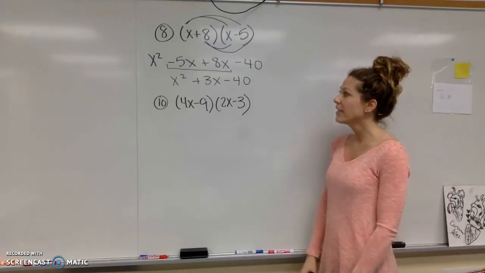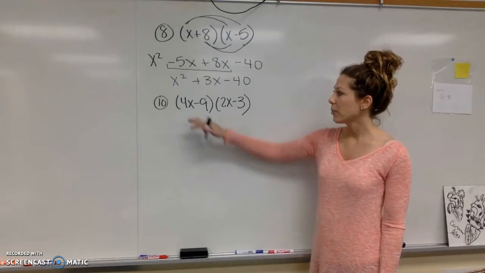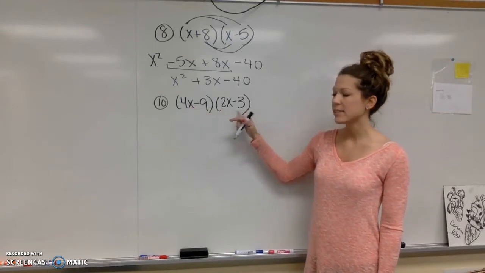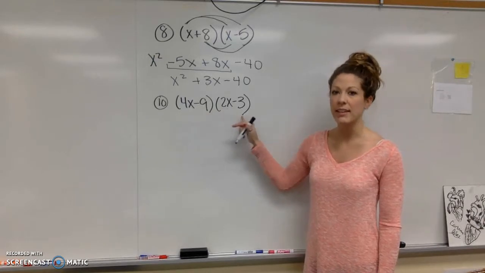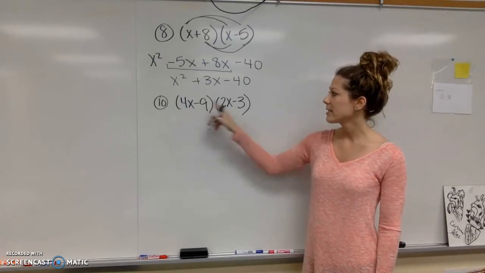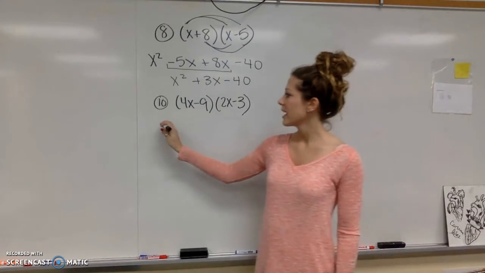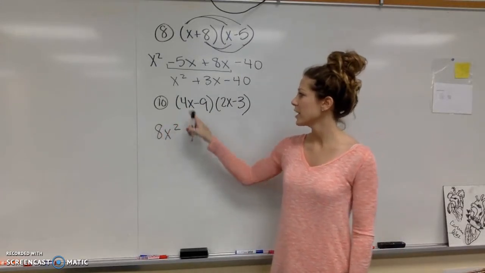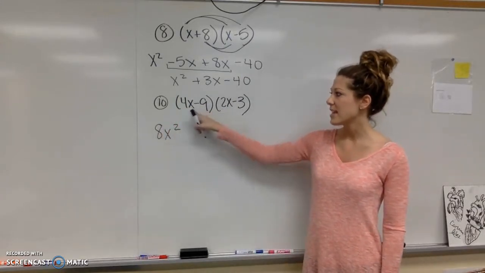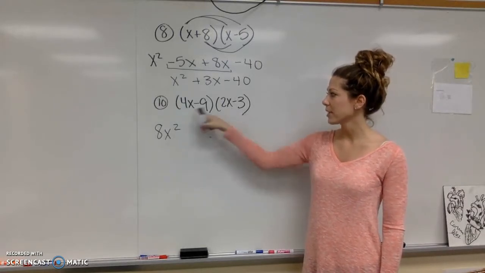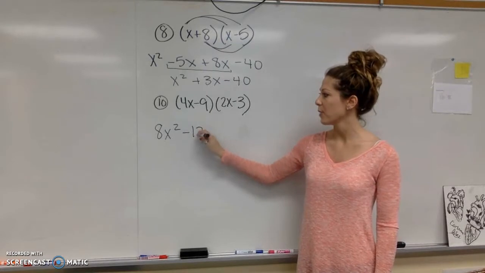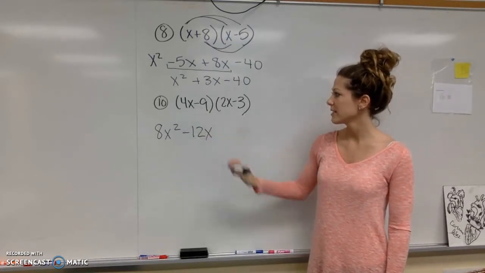All right, for number 10, now we're going to distribute the 4x to both the 2x and the negative 3. Then we're going to do the same thing with the negative 9. So 4x times 2x, that's 8x squared. You multiply the coefficients, and then x times x is x squared. 4x times negative 3, 4 times negative 3 is negative 12. And then we have the x.